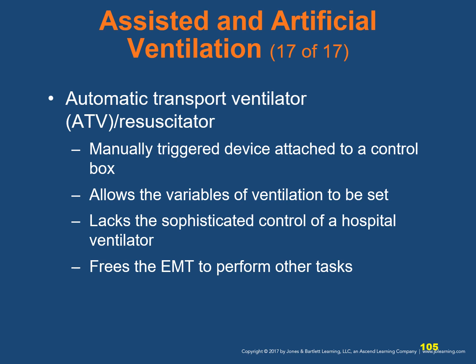There are automatic transport ventilators or resuscitators. The ATV is the acronym that's commonly used and is a manually triggered ventilation device attached to a control box that allows the variables of ventilation to be set. It does lack the sophisticated control of a hospital ventilator, however, but it does free the EMT to perform tasks such as maintaining the mask seal or ensuring continued patient airway patency. A BVM and mask should always be prepared and ready for use should an ATV malfunction.